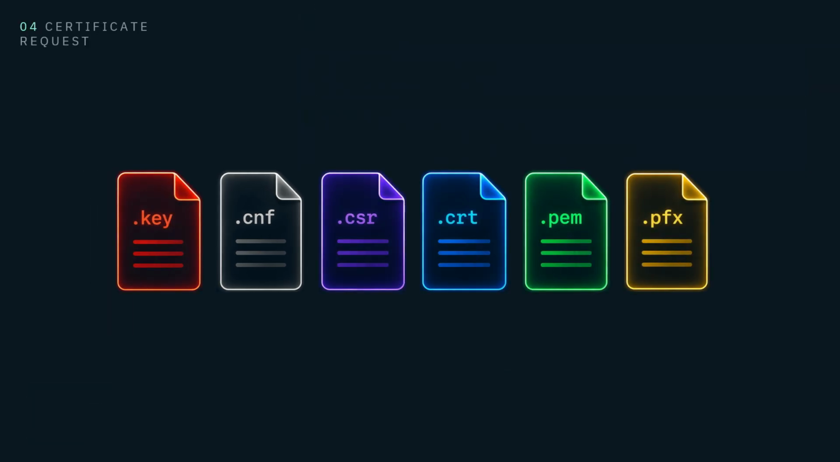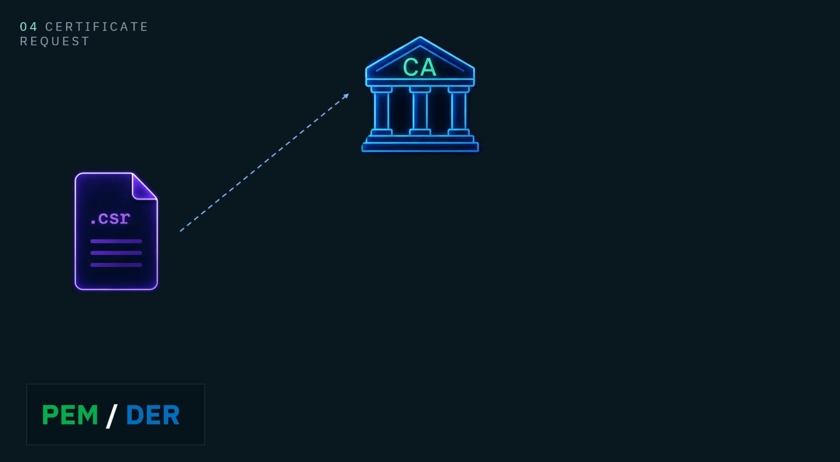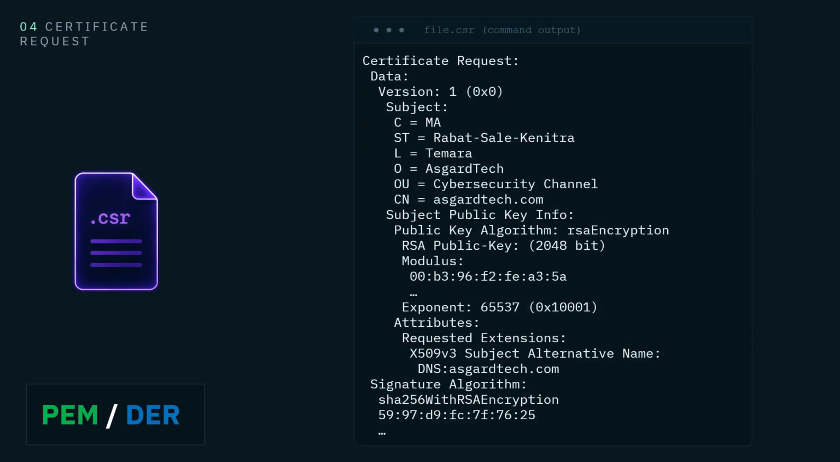The .csr file, certificate signing request, and just like the .key file, this one can also be encoded in either DER or PEM format, though again you will mostly encounter it in PEM in practice. As the name says, this file is essentially a request. You are saying to the certificate authority, hey, I want a certificate. Here is my information, here is my public key, please sign it. So you package all of that into a .csr and you send it over to the CA.